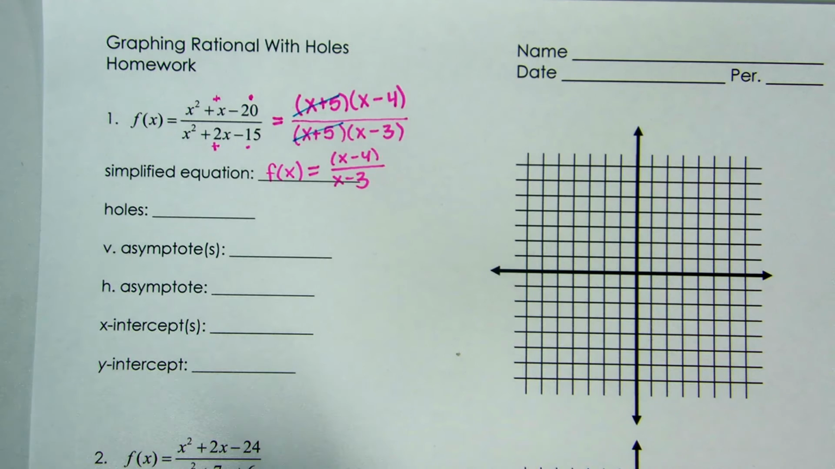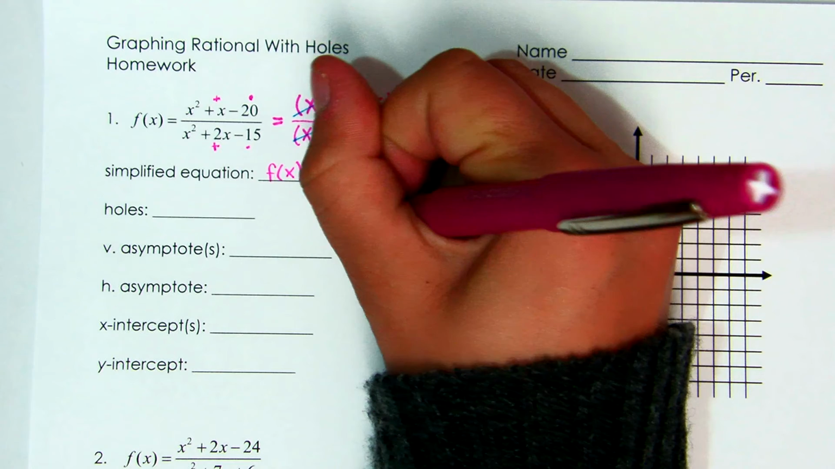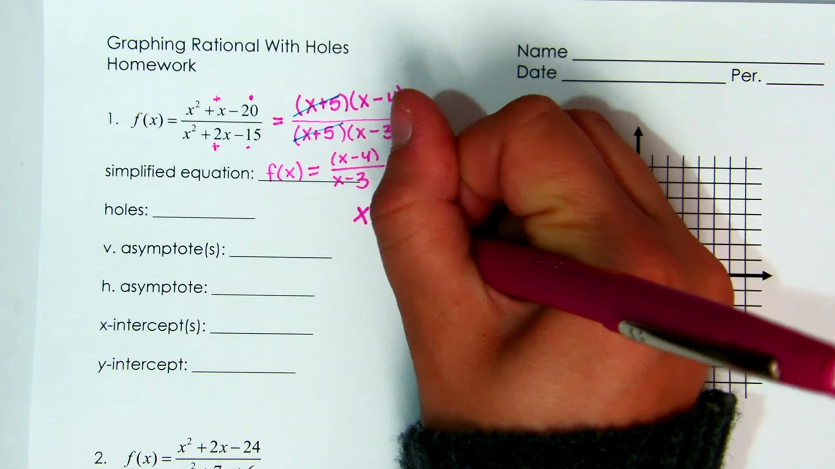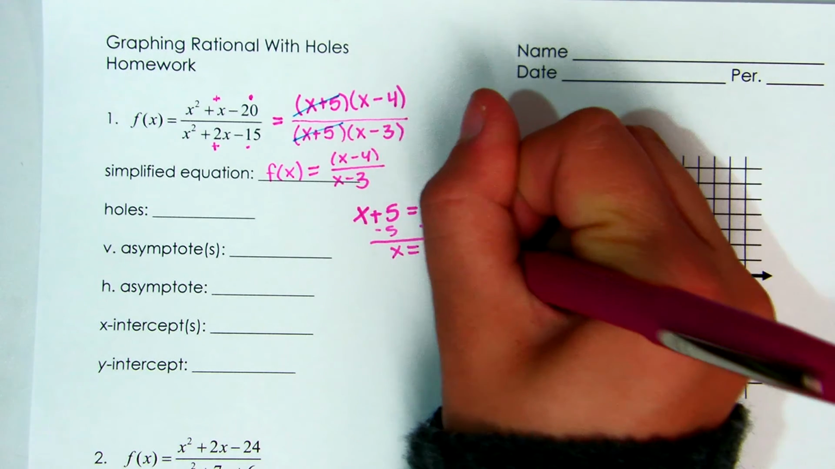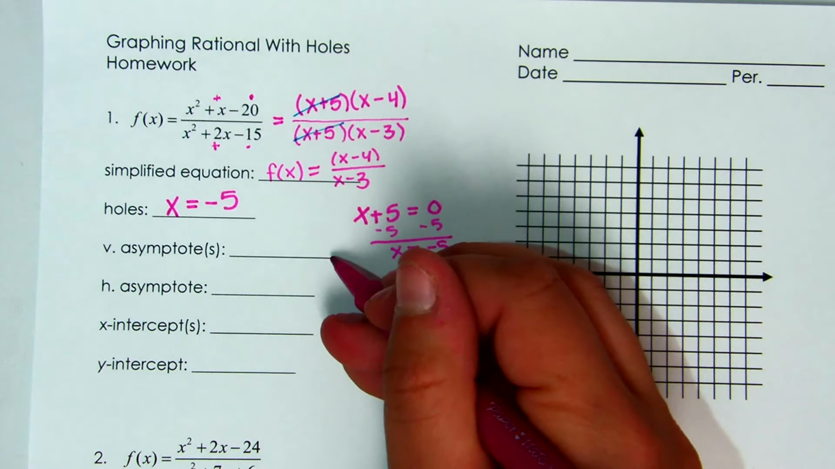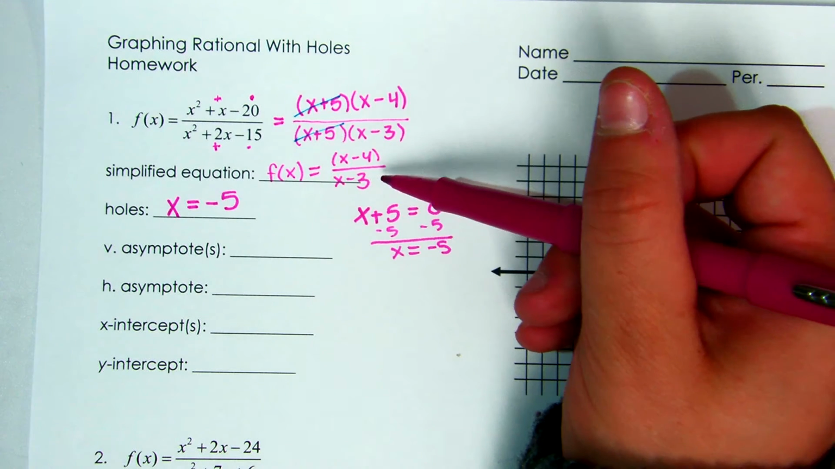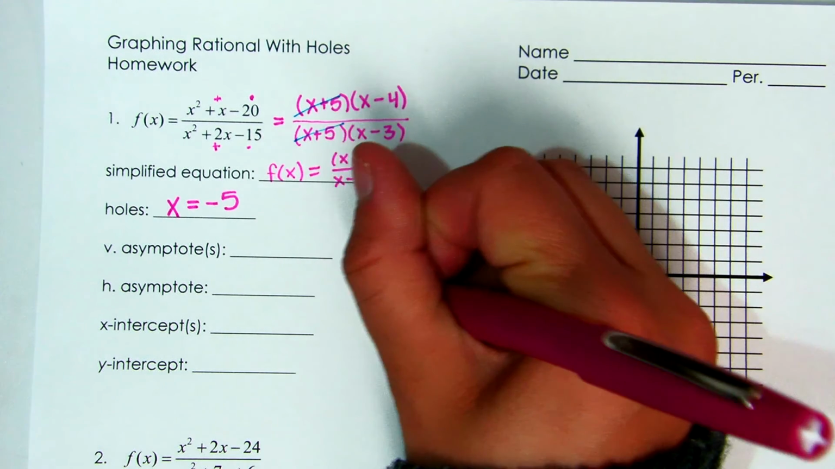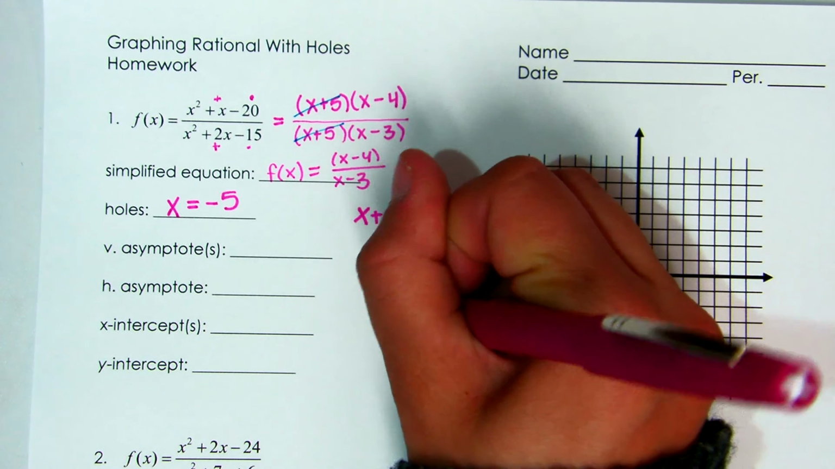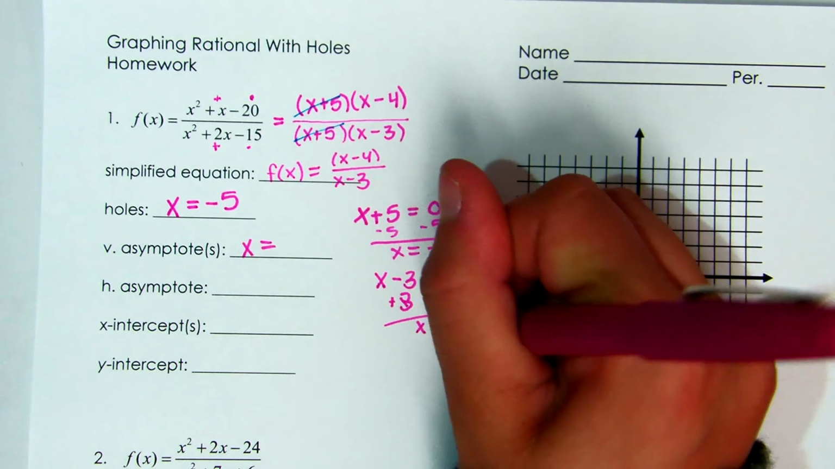To find the hole, I take the canceled factor, the x plus 5, set it equal to 0, and solve for x. So subtract 5 from both sides. X equals negative 5 is my hole. To find the vertical asymptote, I set the denominator of my simplified equation equal to 0. X minus 3 equals 0. Add 3. So x equals positive 3.